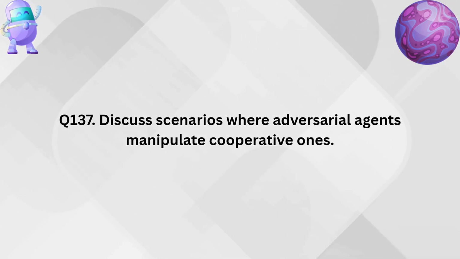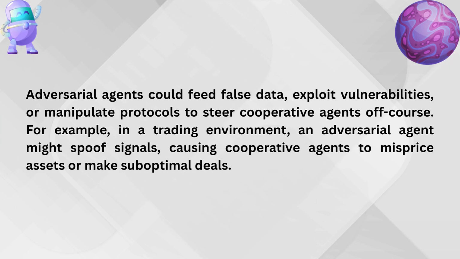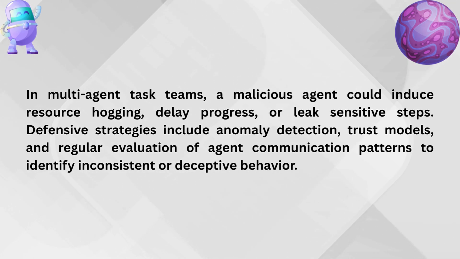Discuss scenarios where adversarial agents manipulate cooperative ones. Adversarial agents could feed false data, exploit vulnerabilities, or manipulate protocols to steer cooperative agents off course. For example, in a trading environment, an adversarial agent might spoof signals, causing cooperative agents to misprice assets or make suboptimal deals. In multi-agent task teams, a malicious agent could induce resource hogging, delay progress, or leak sensitive steps. Defensive strategies include anomaly detection, trust models, and regular evaluation of agent communication patterns to identify inconsistent or deceptive behavior.